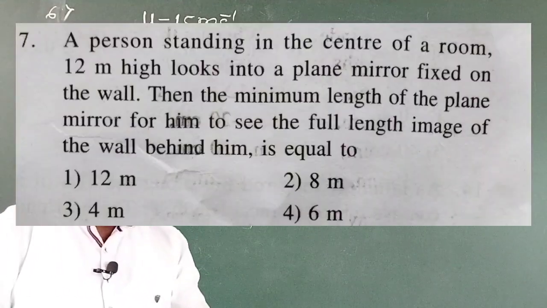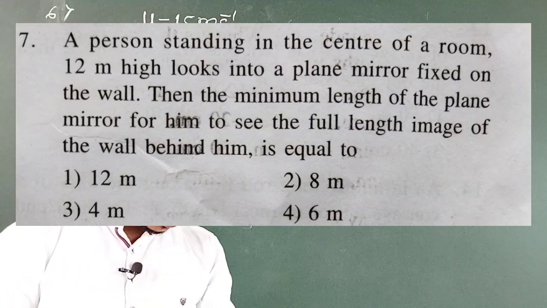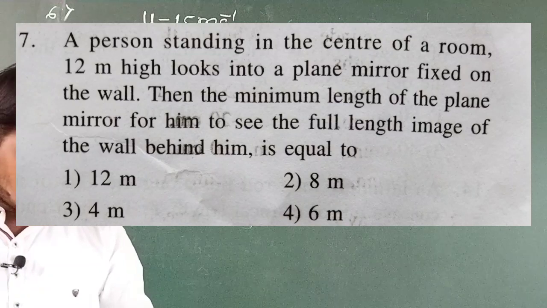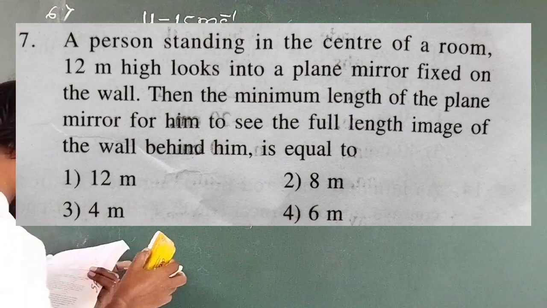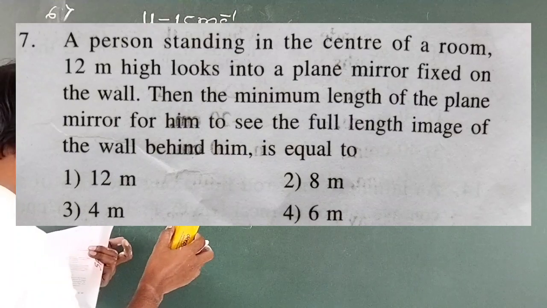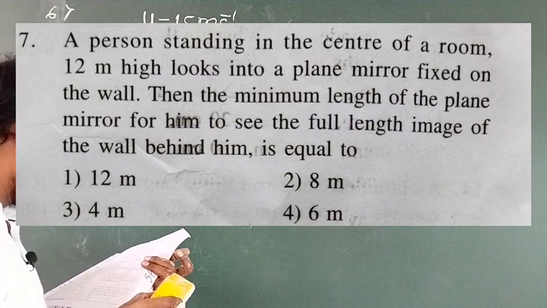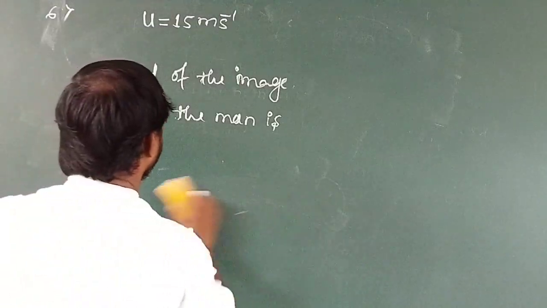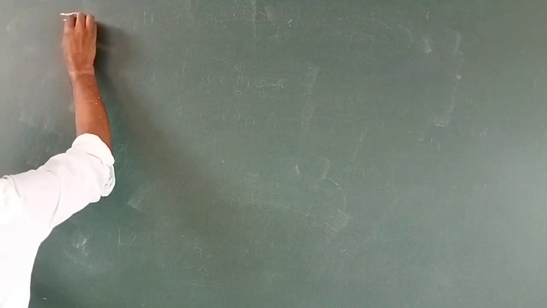A person standing in the center of a room. So this is very important. A person standing in the center of a room, 12 meter high, looks into plane mirror fixed on the wall. Then the minimum length of the plane mirror for him to see the full length image of the wall behind him. What is the height of the man given? Height of the man given 12 meter.